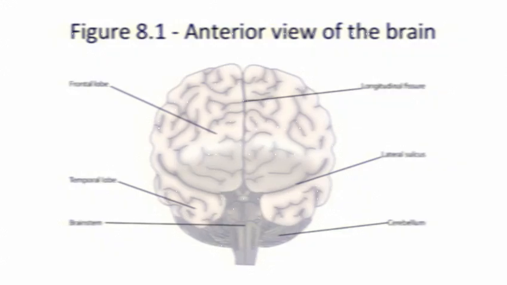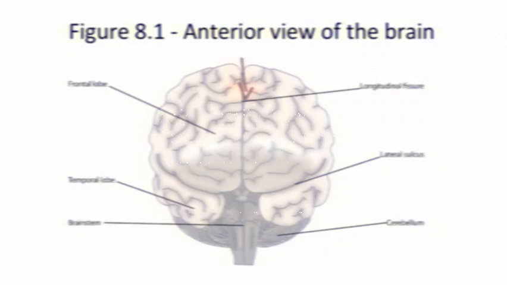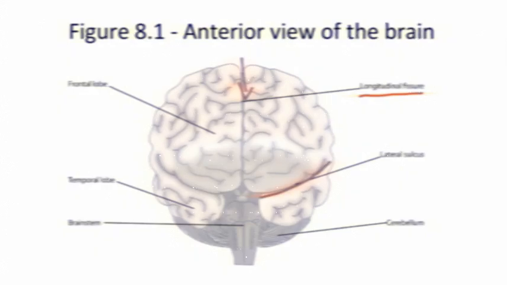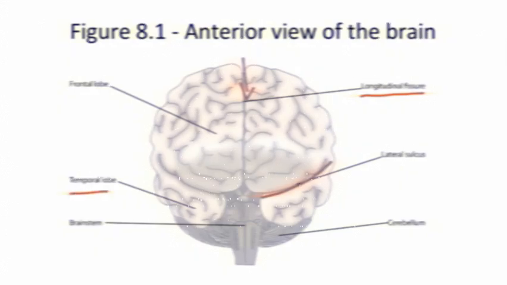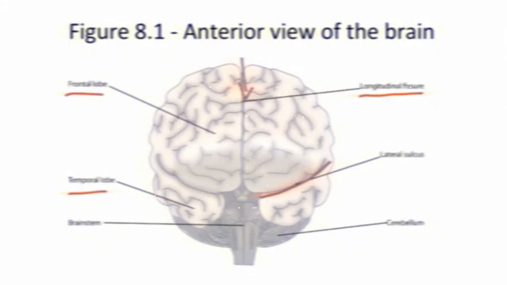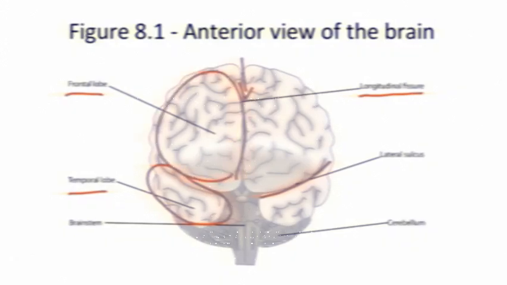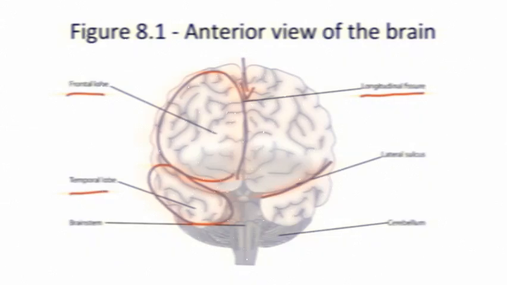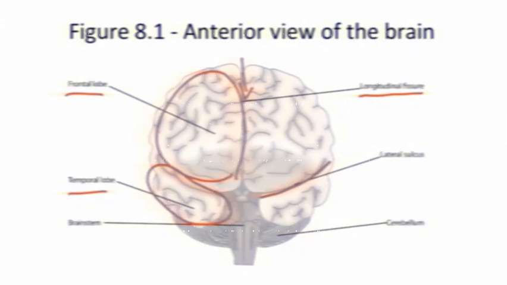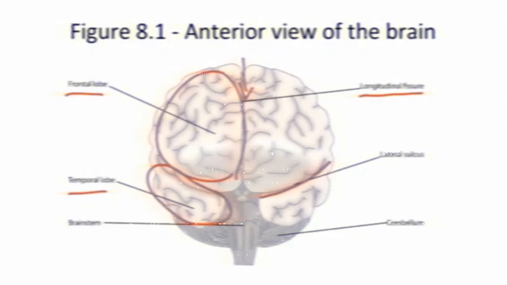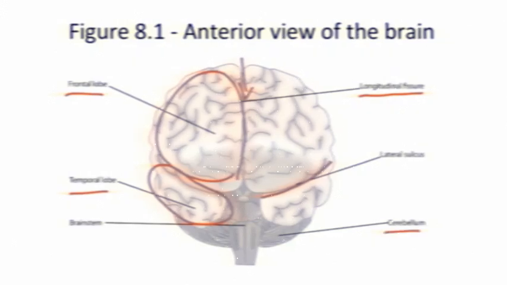The central groove, which you can see right here, separates the 2 hemispheres and is called the longitudinal fissure. In this image, you can also see the lateral sulci right here, which separates the inferior temporal lobes from the superior frontal and parietal lobes. So the temporal lobe is this region right here, and we can clearly see the frontal lobe right here. However, it's difficult to see the parietal lobe, so we'll look at that later in figure 8.2. So again, the lateral sulci separate the temporal lobes from the frontal and parietal lobes. In this image, we can see the cerebellum right here and the brainstem.